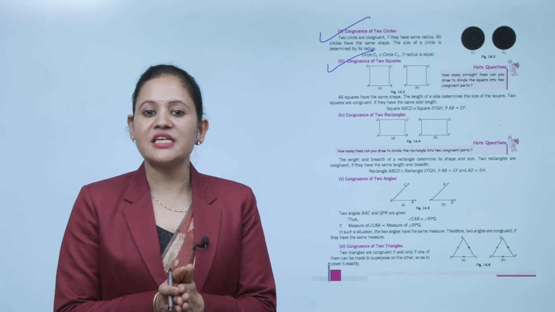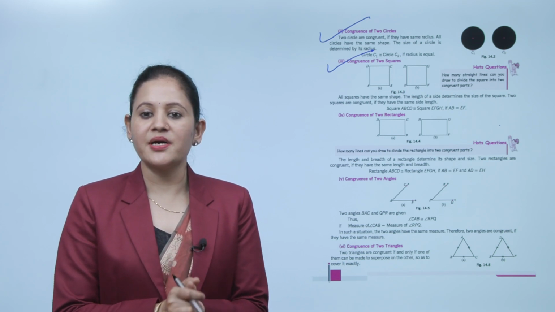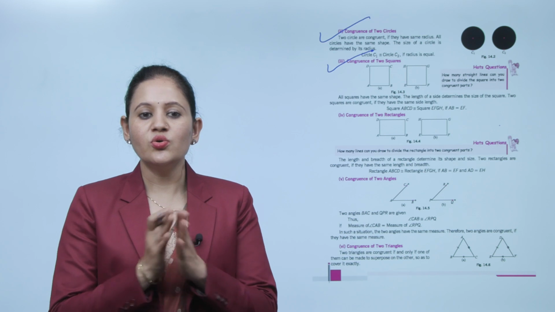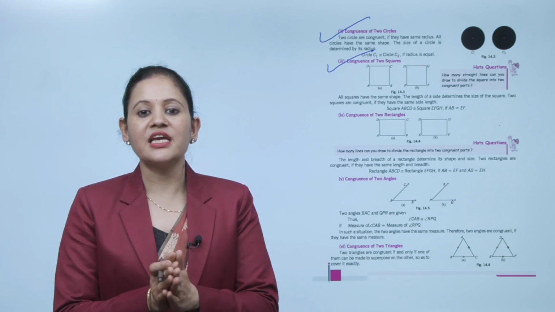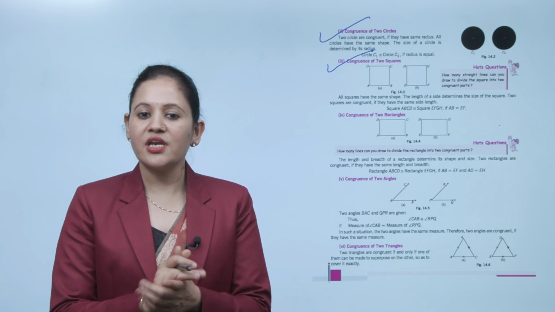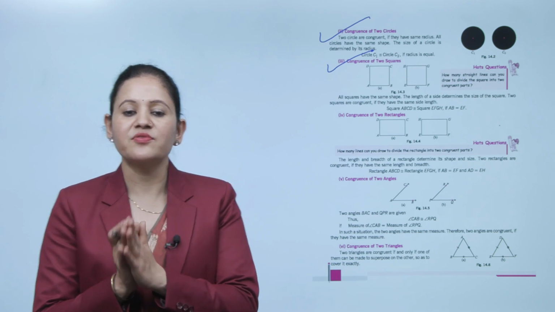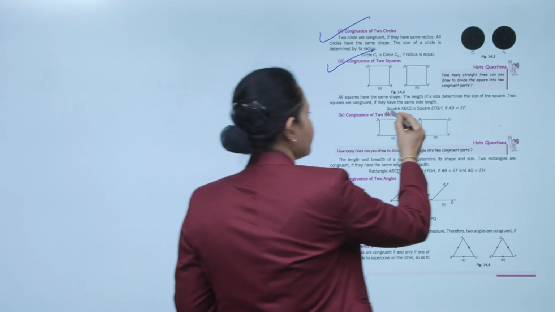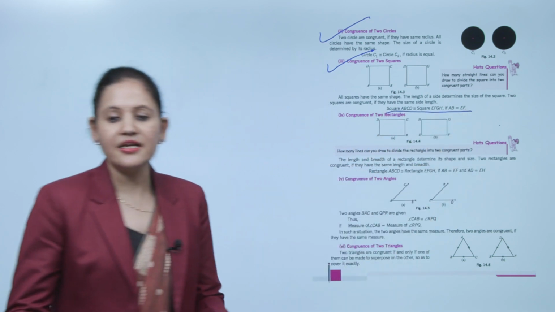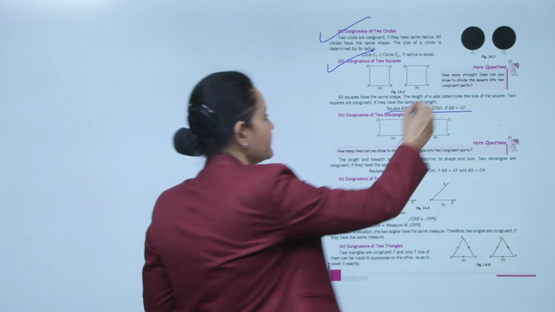Next is congruence of two squares. All squares have the same shape and the length of the side determines the size of the square. Two squares are congruent if they have the same side length. Square ABCD is congruent to square EFGH if AB equals EF. Clear?